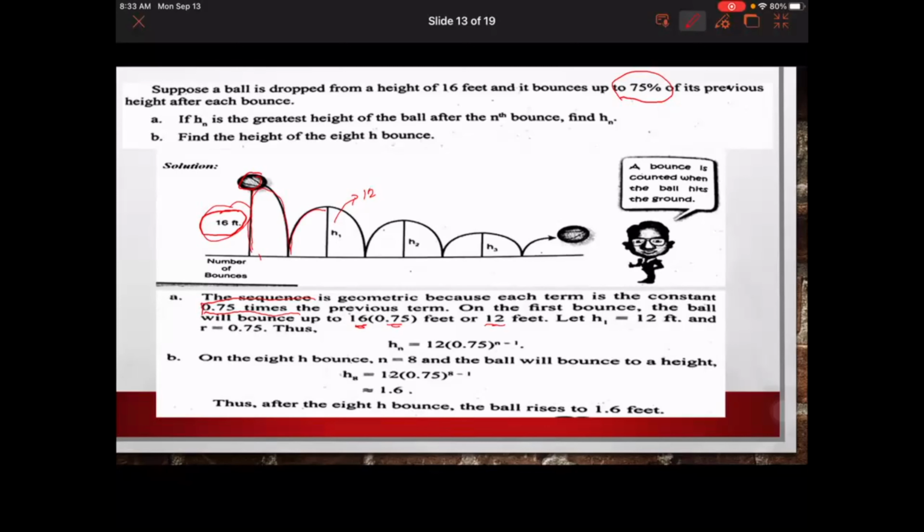So, on the 8th bounce, kukunin natin yung pang 8. So, magkakaroon tayo dito ng 12 times 0.75, 8 minus 1 kasi this will be our n, yung 8. So, h sub 8 to. So, magkakaroon ng 12 times 0.75 raised to 7. The answer will be 1.16. So, after the 8th bounce, the ball rises 1.16. Ito na yung pinaka after the 8th bounce, that's 1.16.